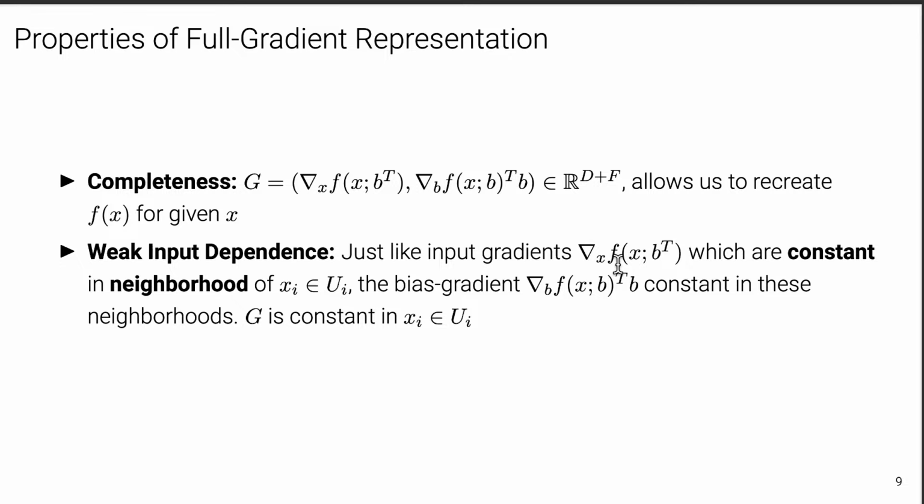But what we get for this is a guarantee of completeness. Interestingly, what we also see is that the input gradients in these linear regions have a constant gradient. And in these regions the bias gradients are also constant. So this representation is actually capturing this notion of a weak input dependence.